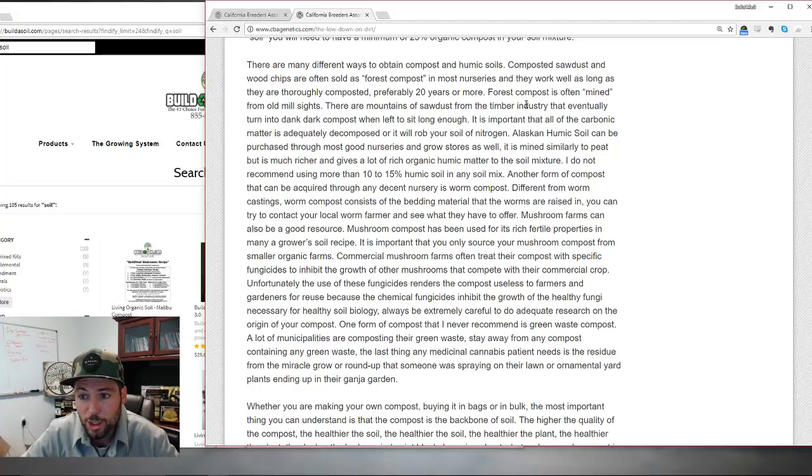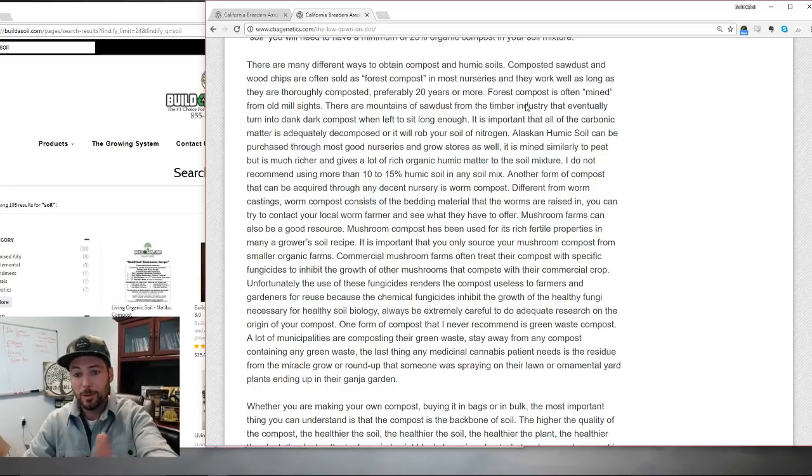Alaskan humic soil can be purchased through most good nurseries and grow stores as well. It's mined similarly to peat, but is much richer and gives a lot of rich organic humic matter to the soil mixture. I do not recommend using more than 10 to 15% humic soil in any soil mix. Another form of compost that can be acquired through any decent nursery is worm compost. Now, I'm looking at the Alaskan humic soil, but since this is written, Tim Wilson tested that Alaska humic soil, the Alaska magic. There's a lot of names for it, and mentioned that it is fairly similar to peat moss, with just a little bit of extra humic texture to it.